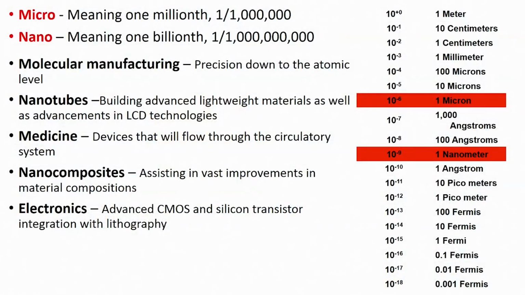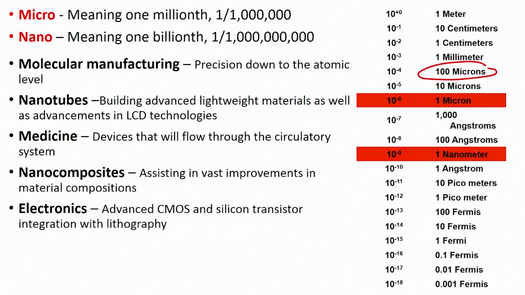If you see the slide, we are talking about 10 raised to minus 6, which is about 1 micron, to 10 raised to minus 9, which is about 1 nanometer. Human hair is around 100 microns, and average human hair thickness is about 100 microns. But we are talking about 1/10 of that, which is 1 micron. In fact, we are talking about 1 nanometer.